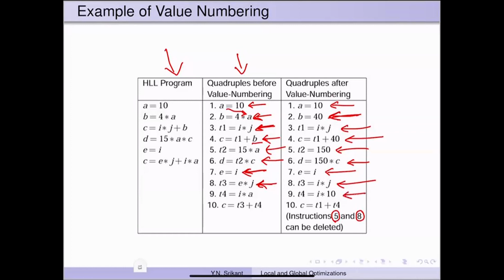Now, these two are simple. T4 equal to I star 10 is obtained by replacing A by 10, and C equal to T3 plus T4 becomes C equal to T1 plus T4. The basic idea is to use as few temporaries as possible in the final program. The final program will not have this instruction, and it will not have this instruction. It will have only the rest of them. Okay. So this is how the value numbering scheme enables us to perform constant propagation, constant folding, and more importantly, common subexpression elimination as well.